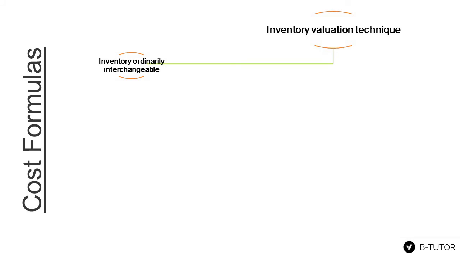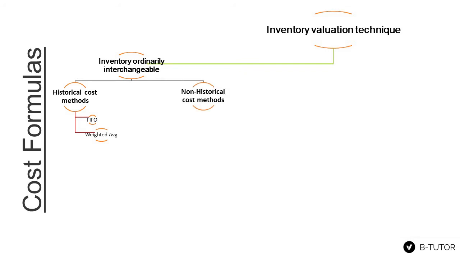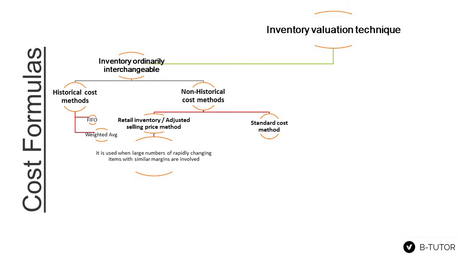These are used for our convenience and can be used only if these formulas will result in actual cost. Most commonly used inventory valuation techniques are: in case of inventories ordinarily interchangeable, that is, when a group of similar items are present, we can use either historical cost methods like FIFO and weighted average cost, or we can use non-historical methods like retail inventory method or standard cost method. Depends on the availability of information with us. Retail method. It is used widely by retail industries when a large number of rapidly changing items with similar margins are involved.